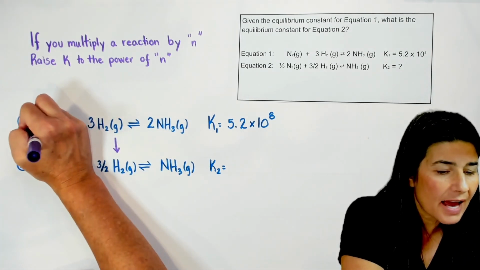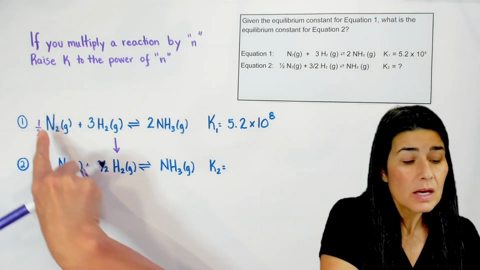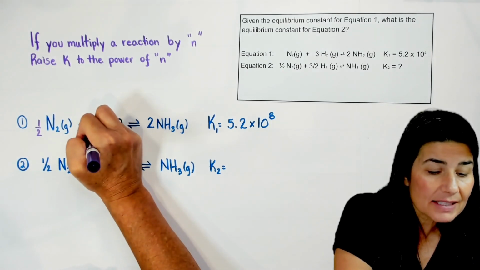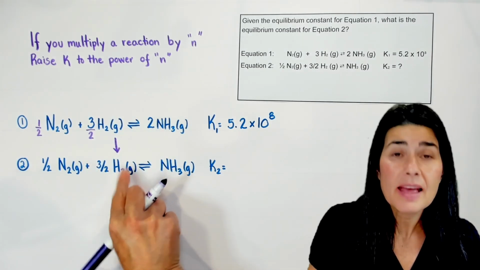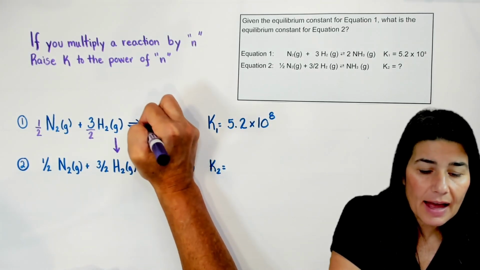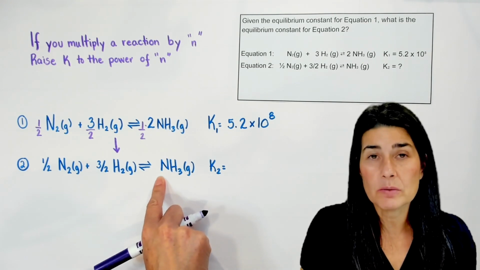If I multiply the nitrogen by 1/2, I get a half N2. If I multiply the hydrogen by 1/2, that basically takes 3 over 2, or 3 halves hydrogen. And finally, if I multiply the ammonia by 1/2, 1/2 times 2 gives you the 1 ammonia that you need.